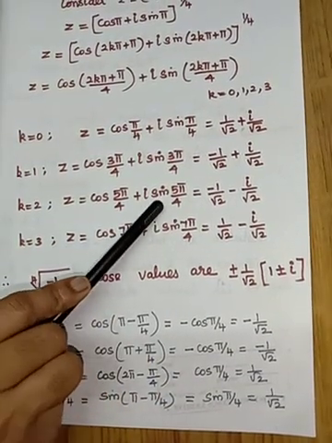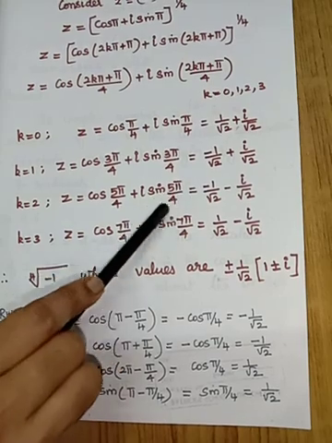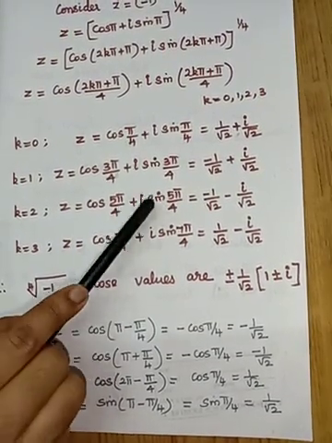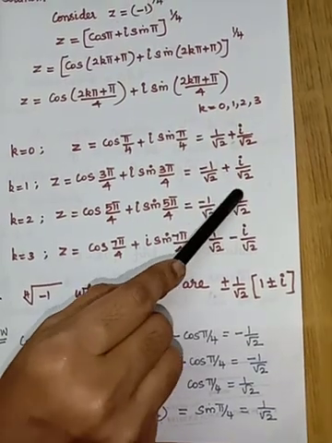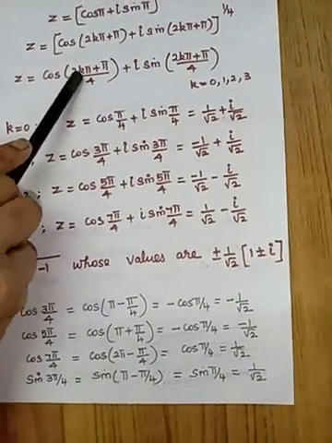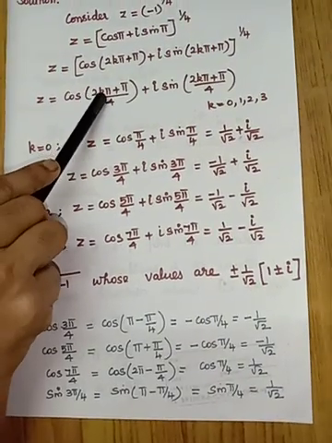In the same way for sin, 5 pi by 4 is 225 degrees. It lies in the third quadrant, and sin is also negative. So it will be minus i by root 2. When you substitute k equal to 3 here, it is 6 pi plus pi.